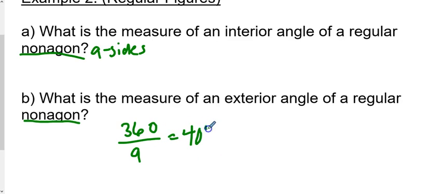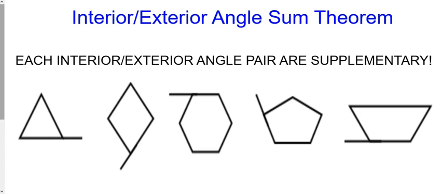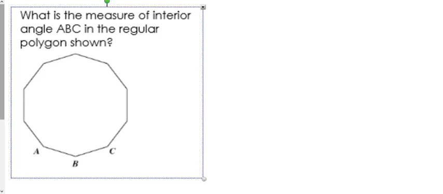And now that I know what the exterior is, I can come up here and say 180 minus 40 is 140. And you would get the same answer that you would have gotten if you did 180 times 9 minus 2 over 9. All right, so now we're going to check out those challenge problems.